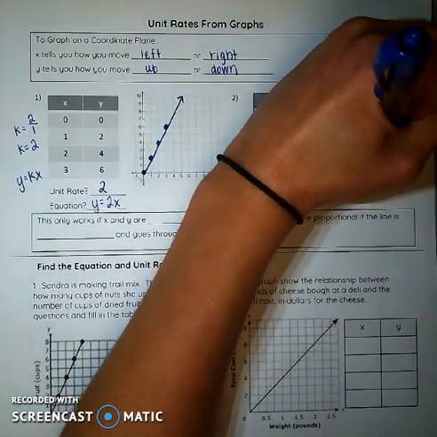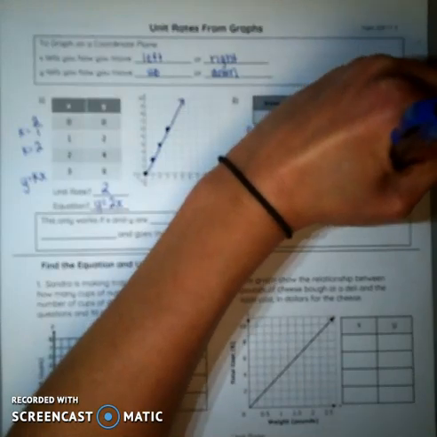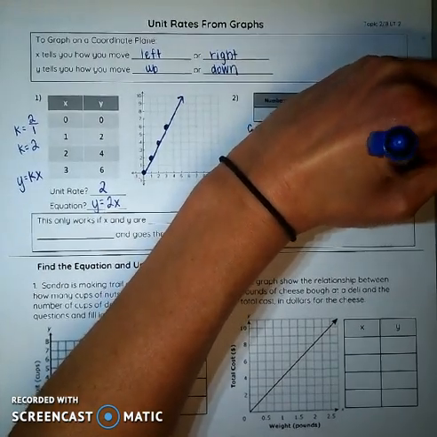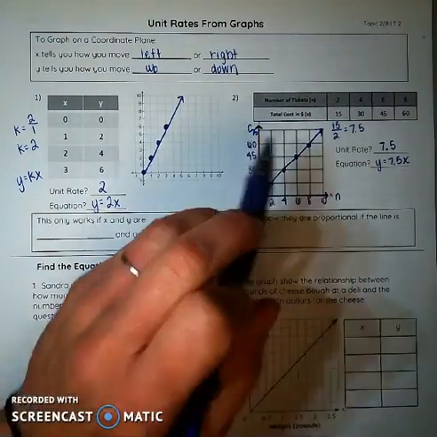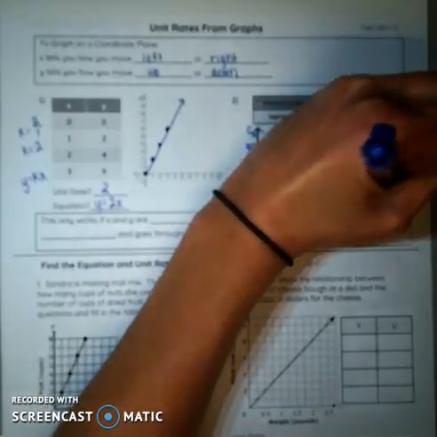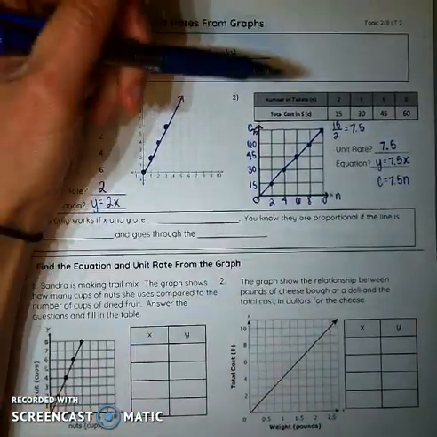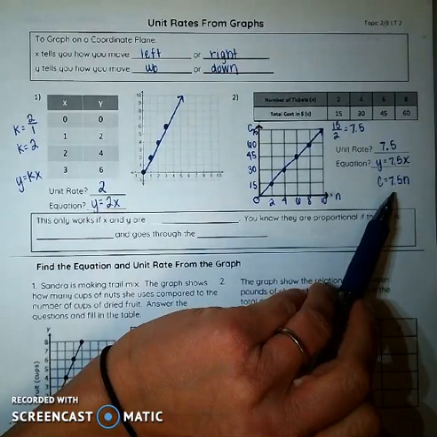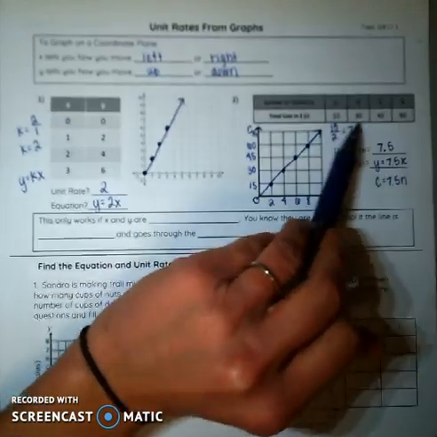So my unit rate is 7.5, and my equation is going to be y equals 7.5x, or if you want to use the letters that we have here, n and c, you would say that c equals 7.5n. The reason is that if I take 7.5 times my number of tickets, I'm going to get the total cost.